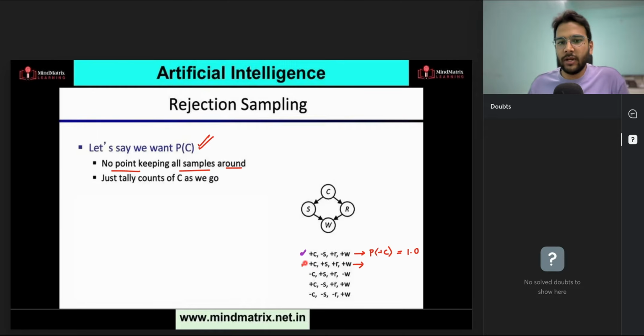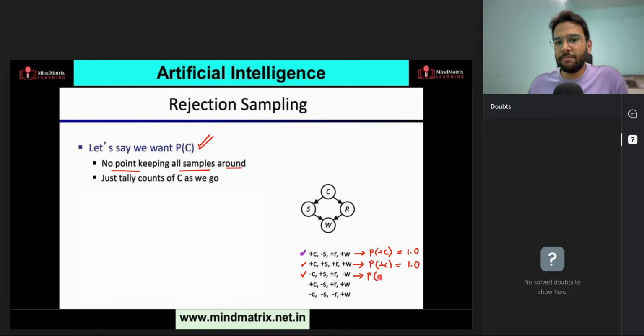Okay, let's say now the next sample is also given to you. Can you answer what is the probability of plus C now? The answer is again 1, right? Because now you have two samples and in both the samples it is plus C. So 2 by 2, it will give you what? 1 only.